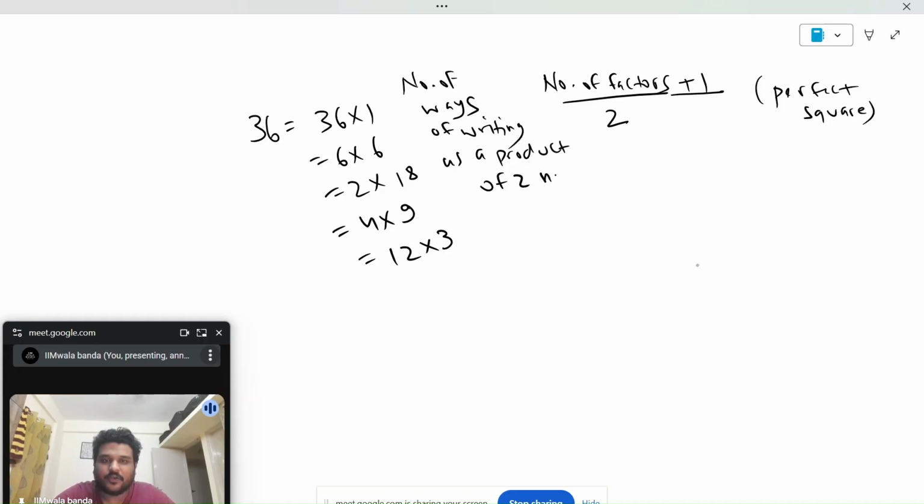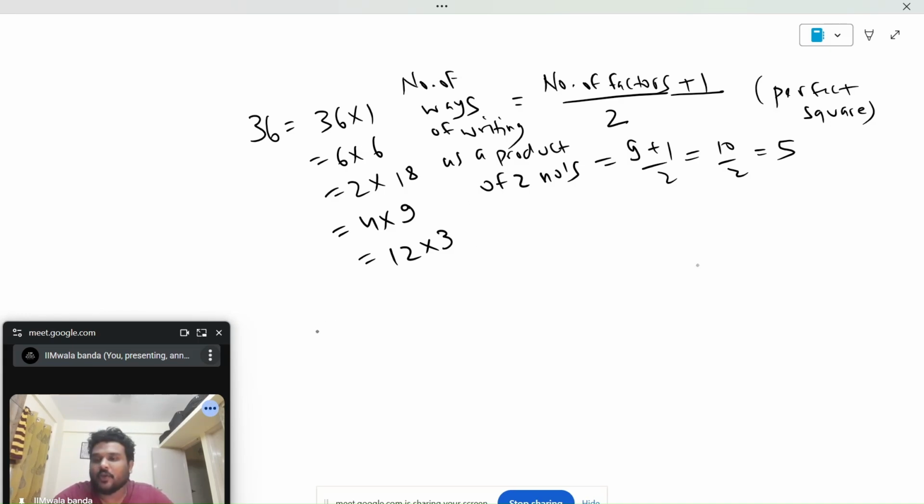Right? As a product of two numbers. This is basically the idea. The number of factors plus 1 by 2 if it is a perfect square, because you saw it's 9, right? So 9 plus 1 by 2, or 10 by 2, or there are 5 ways. And you can see the 5 ways here. Any other way you will make, it will be repeated.